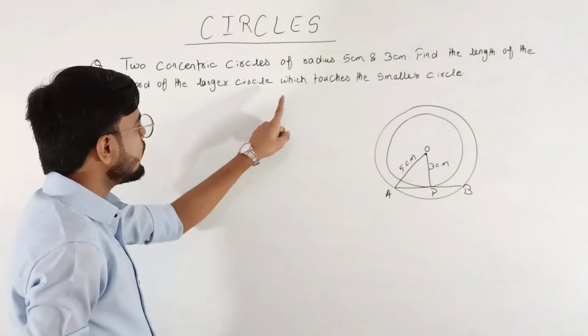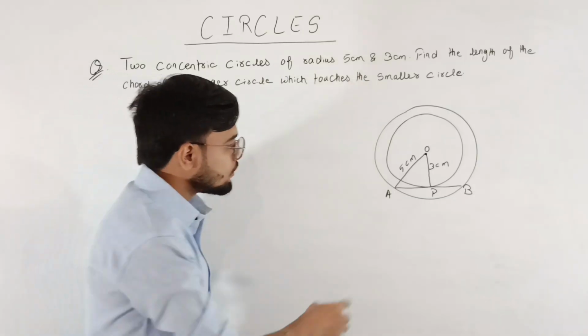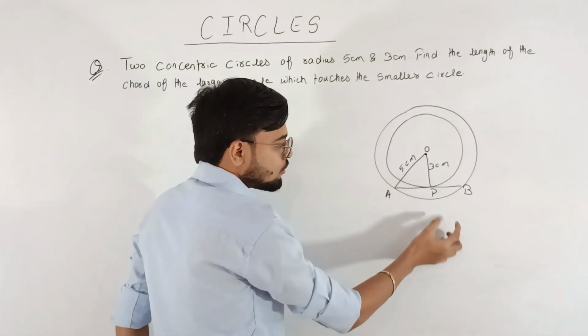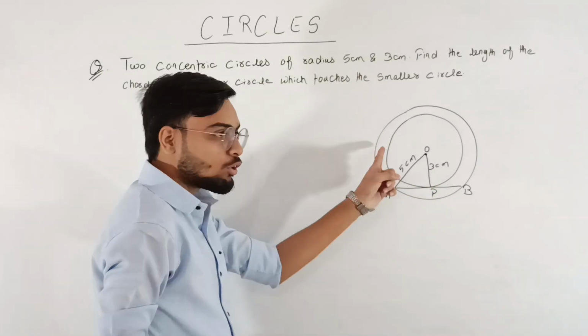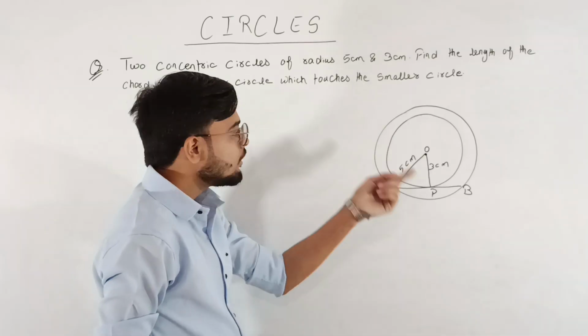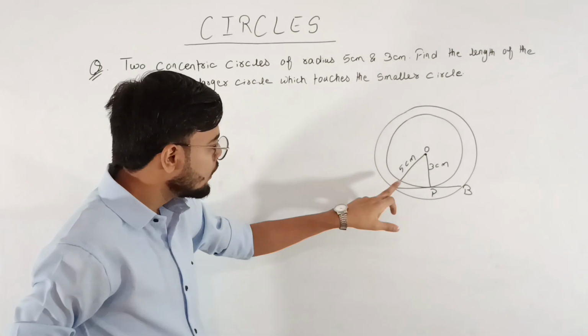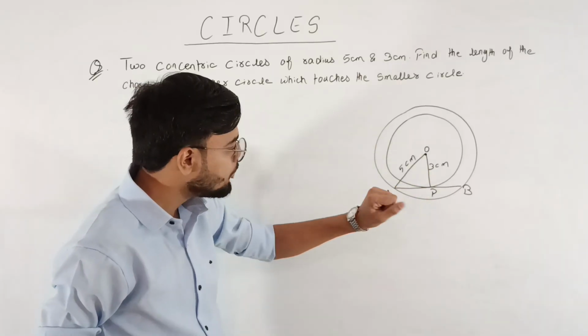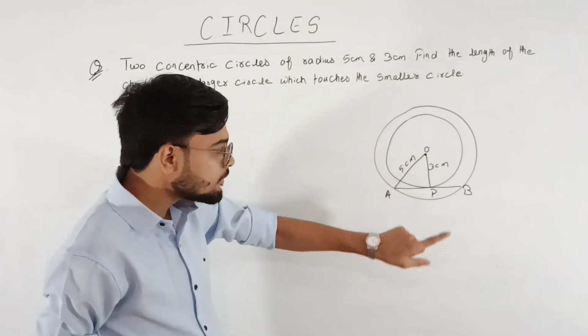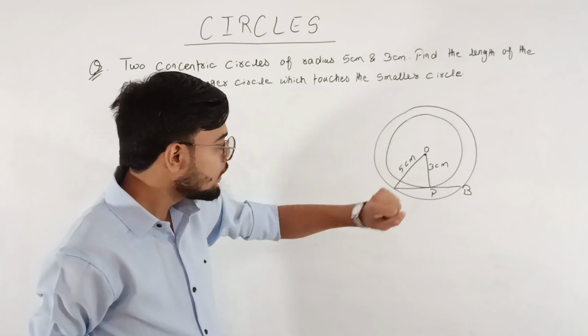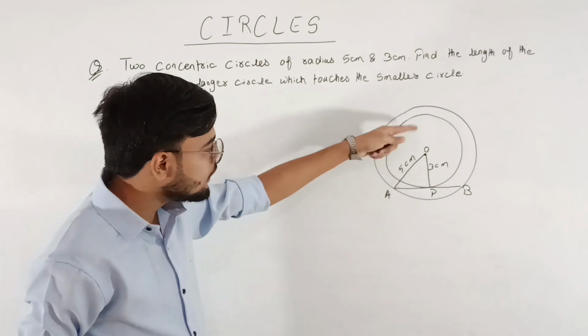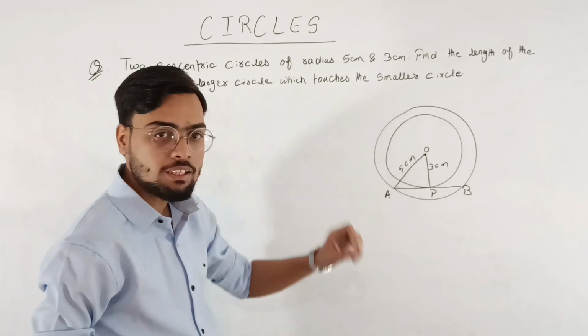Why tangent? Because this chord touches the smaller circle. So this chord AB touches the smaller circle at one point. So this AB is tangent for smaller one, and AB is chord for the bigger one. Okay. So we have to find the length of this AB. So look here, this AB touches the smaller circle at point P. So OP is radius, which is 3 centimeter. Now OA is again radius of the larger circle. So OA is 5 centimeter.